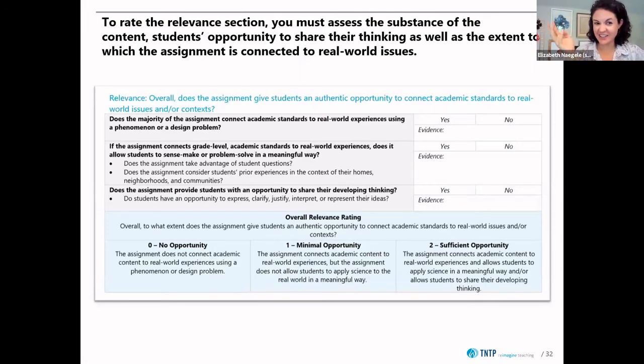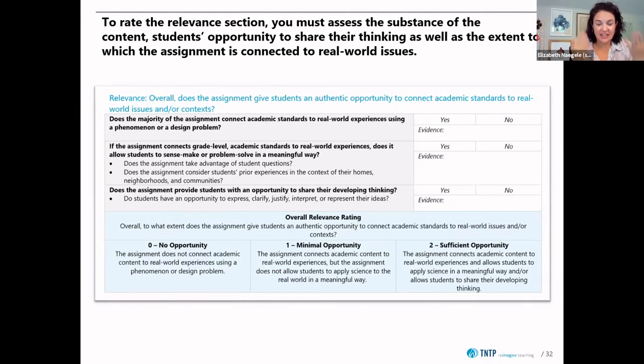Relevance is easier to get a sufficient rating on, particularly if you look at this first indicator, which is about are the standards connected to phenomenon or a design challenge? We've already thought about that when we think about the content. And so if it's a yes there, then it's a yes here. So there is a little bit of double dipping that I think happens with content and relevance for science. And I think that that's okay.